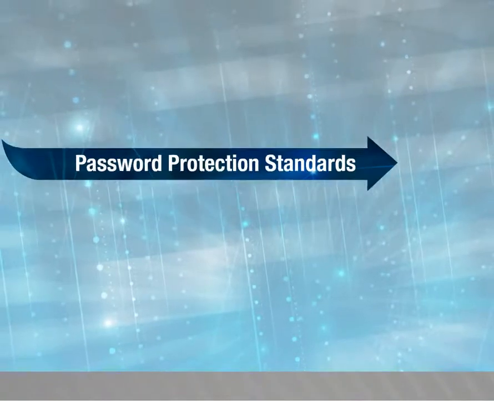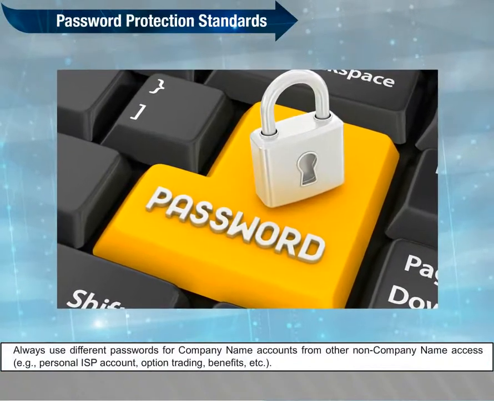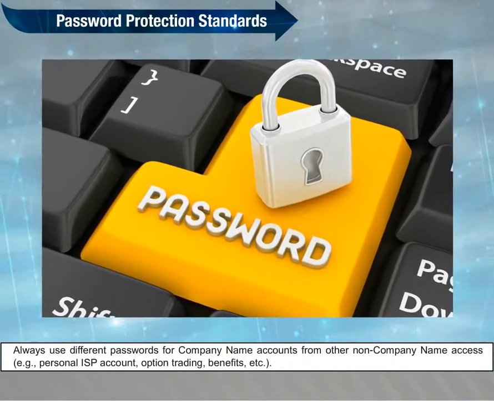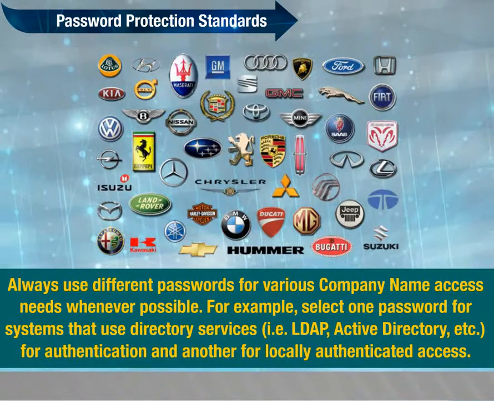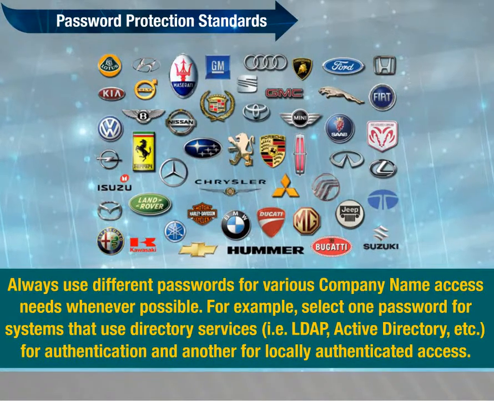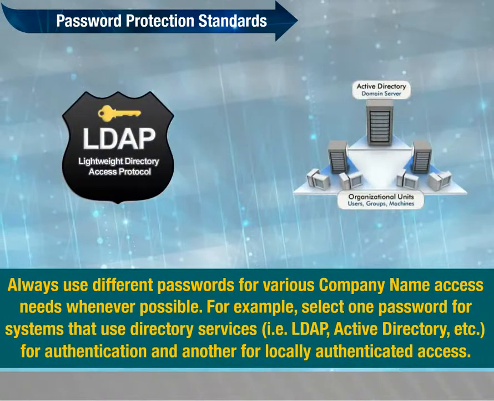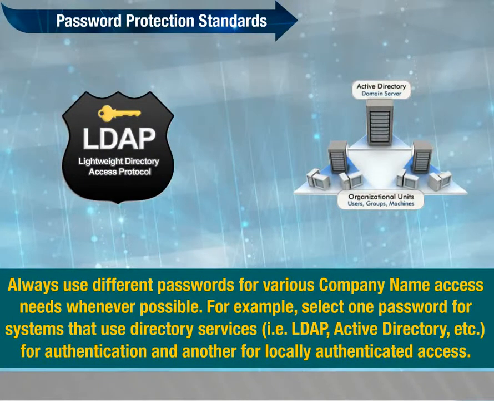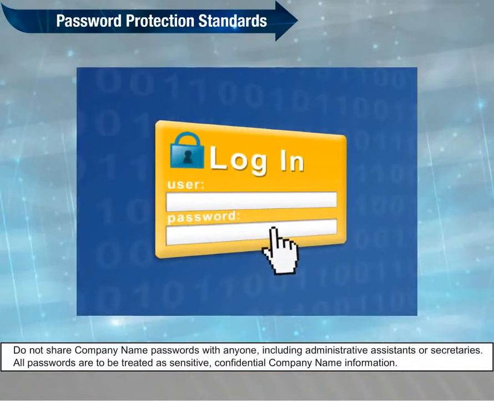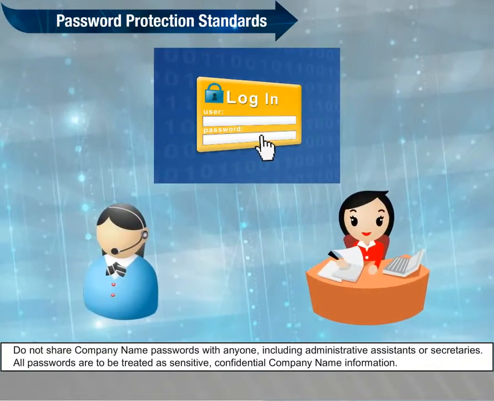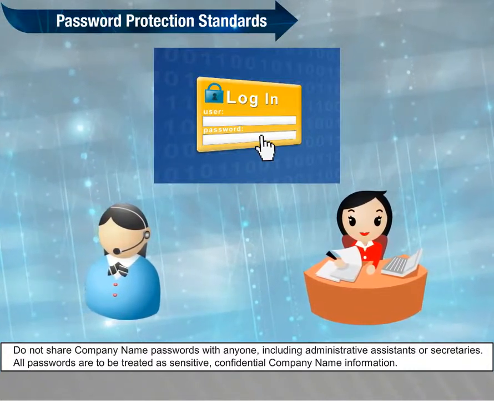Password protection standards. Always use different passwords for company name accounts from other non-company name access, for example, personal ISP account, option trading, benefits, etc. Always use different passwords for various company name access needs whenever possible. For example, select one password for systems that use directory services, that is LDAP, Active Directory, etc., for authentication, and another for locally authenticated access. Do not share company name passwords with anyone, including administrative assistants or secretaries. All passwords are to be treated as sensitive, confidential company name information.